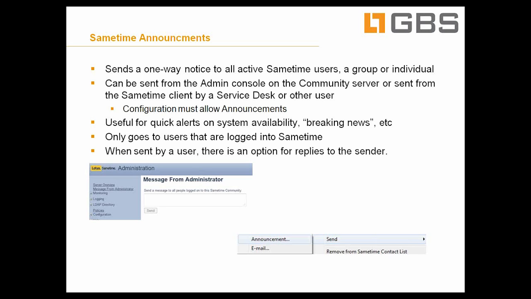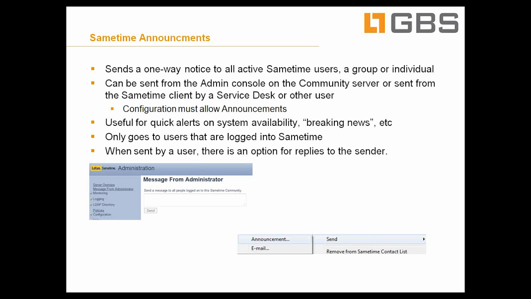The announcements you can send from the Connect client, you can send to a group or select a subgroup of people, so you can individually select users, right-click on it, choose Send Announcement, and send it out. The nice thing about the announcement from the Sametime Connect client is that you can actually allow people to reply to you if you need to.